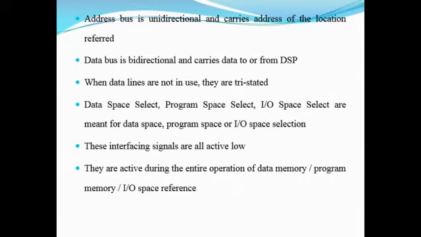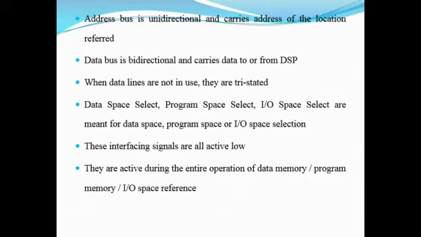Whereas the data bus is bidirectional, so we can retrieve data as well as write data into the memory. It carries data to or from the DSP. When the data lines are not in use, they are tri-stated. That depends on the active state of a signal, low or high. If it is active, set or reset, its operation is considered active or not.